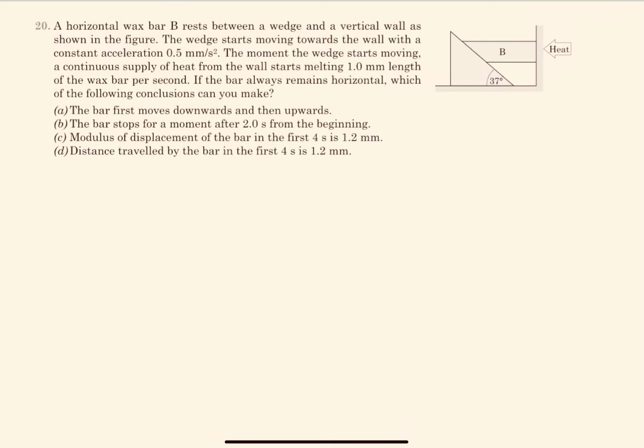Hello everyone, let's see this question. Horizontal wax bar B rests between a wedge and a vertical wall as shown in the figure. The wedge starts moving towards the wall with a constant acceleration of this much. The moment the wedge starts moving, continuous supply of heat is there from the wall which melts the bar. Okay, and the bar always remains horizontal. Then which of the following conclusions can you make?